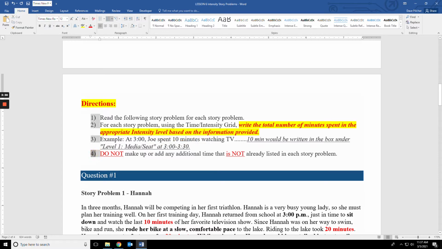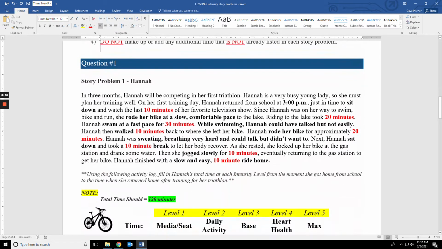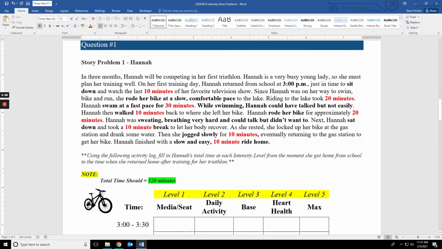Number 4, do not make up any time or add any additional time that is not already listed in each of the intensity story problems. So the time's already there for you. You'll notice that we've bolded in red the times in all of the story problems. So I'm going to go through the first story problem, so follow along and complete it with me. We're going to go sentence by sentence.